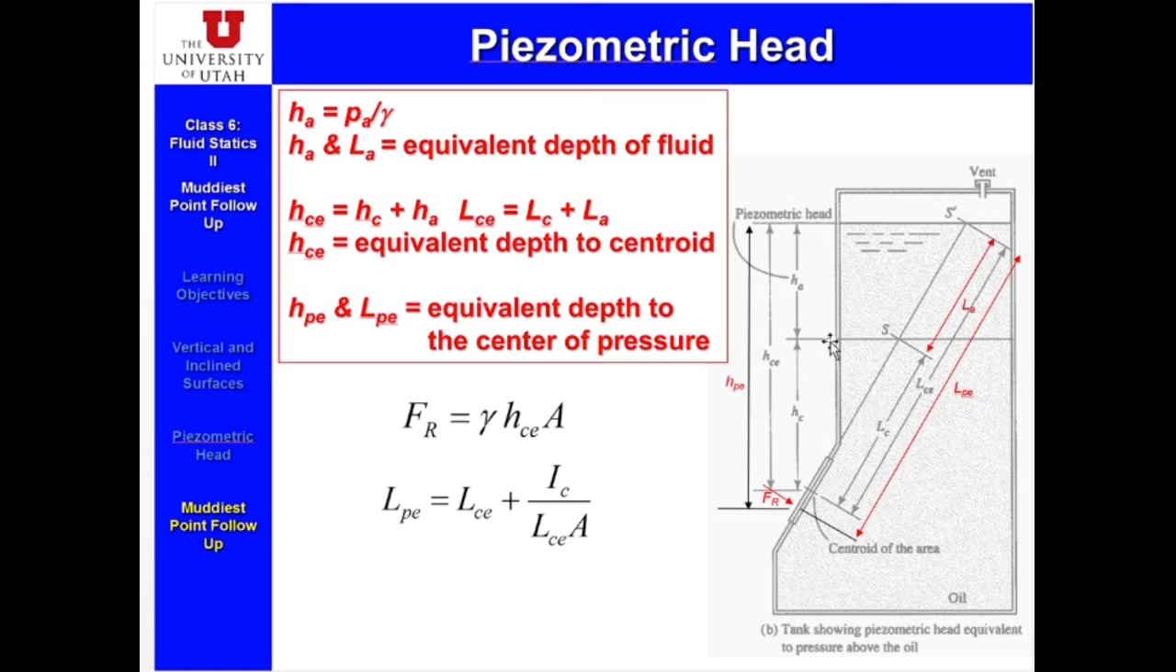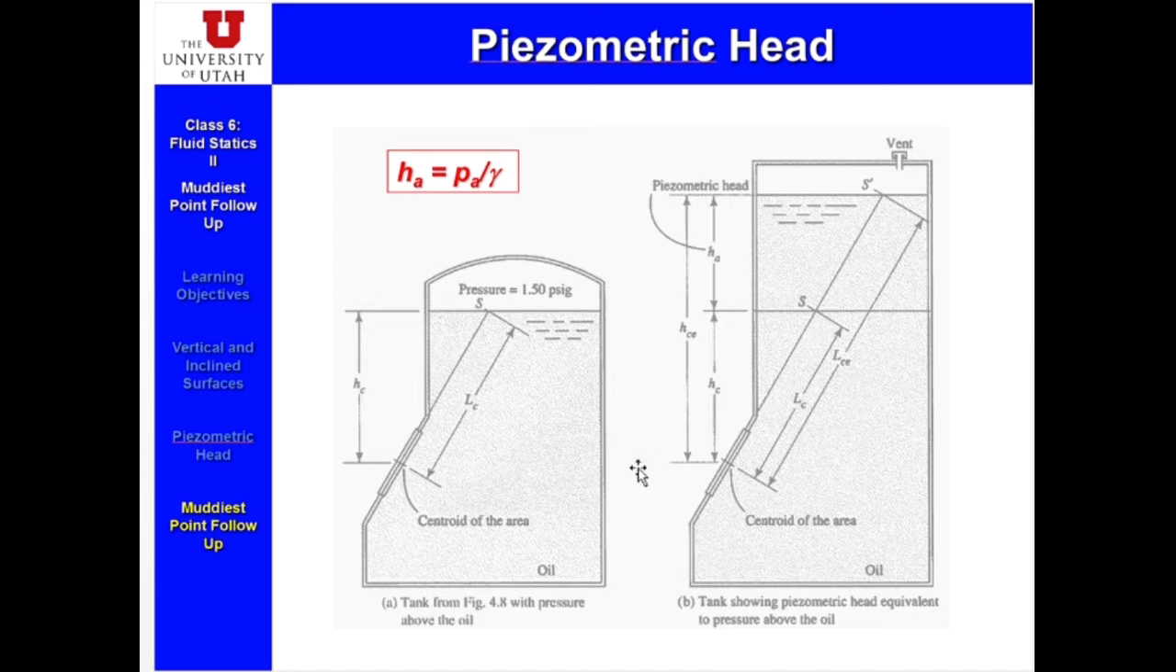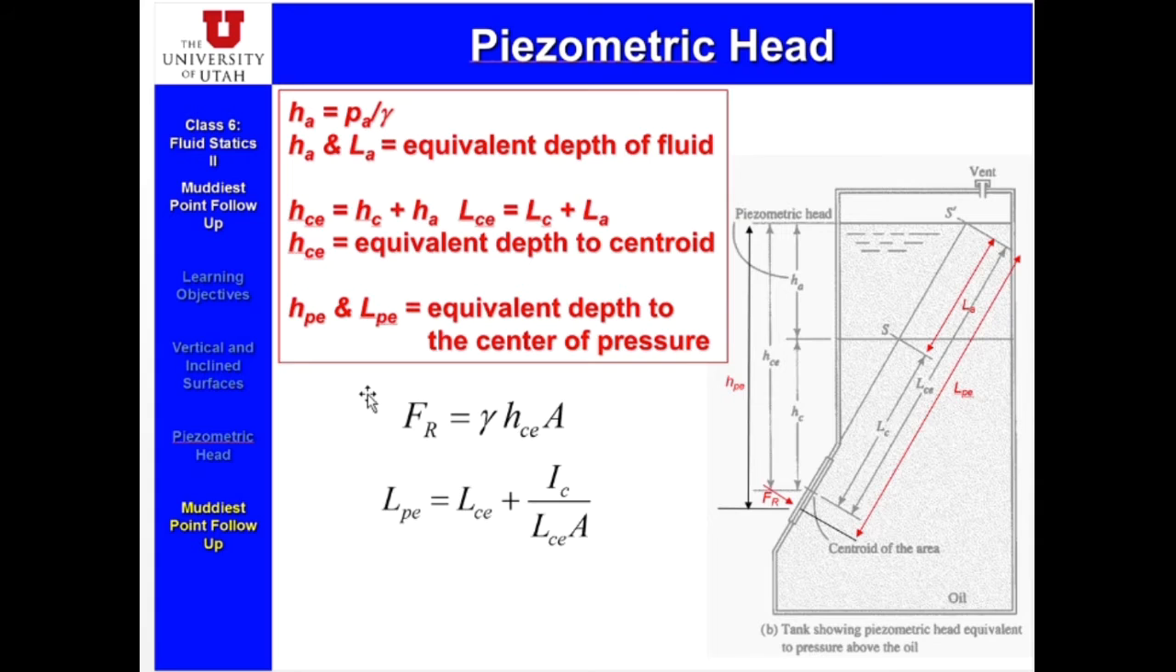So this is the actual real surface right here. If we think back to this diagram, this is the actual surface, H sub C. And now here we have this pretend piece that we've added on top, and we have this H sub A, that equivalent depth of fluid. So to get the equivalent depth to the centroid, we add H sub C to H sub A. We can also calculate L sub CE, the equivalent depth to the centroid along the inclined plane, but the value that we need to compute the resultant force is the H sub CE value.